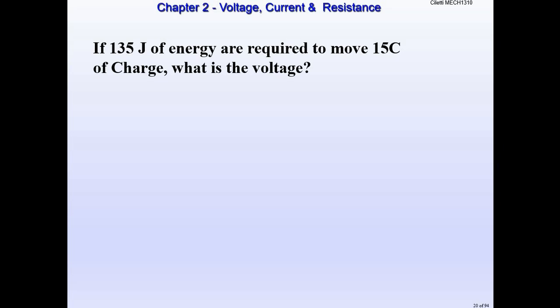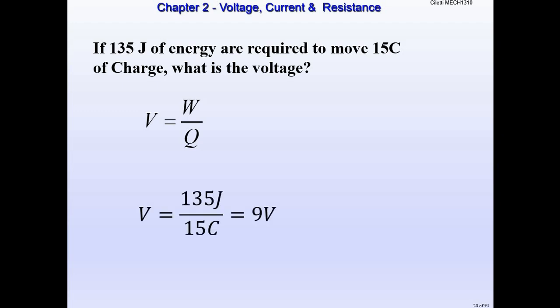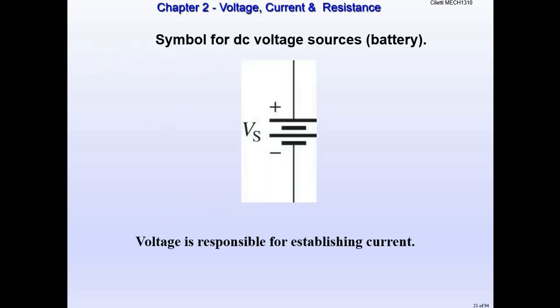Alright, back to the problem here. 135 joules of energy required to move 15 coulombs of charge. What's the voltage? Voltage is energy divided by charge. So you're going to take that equation and substitute in the values we have. So we're going to have 135 divided by 15, and we're going to get 9 volts. Essentially, that's your 9 volt battery, in essence, if we had 15 coulombs of charge. It just depends on the force we need. But that's just an example there for you to go off of.